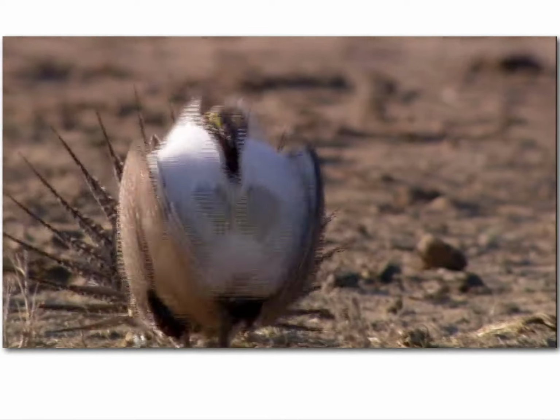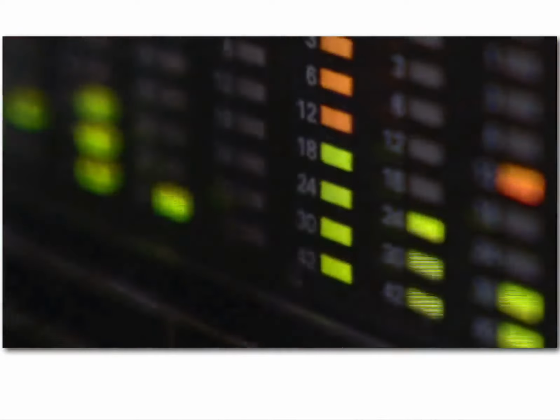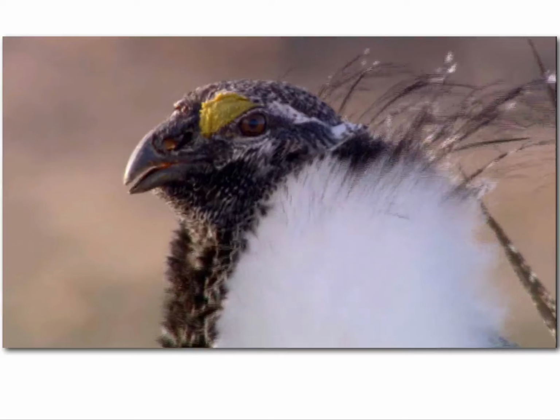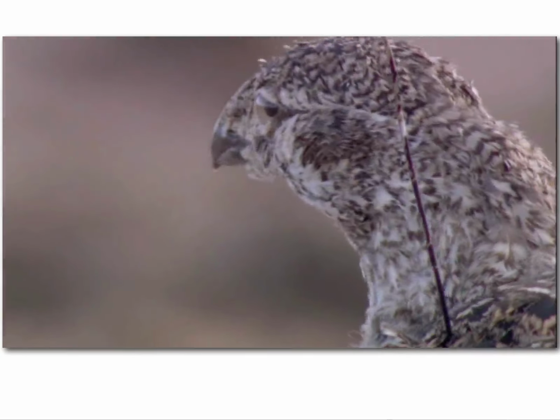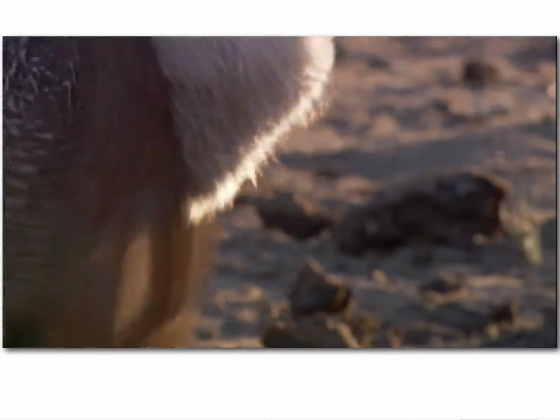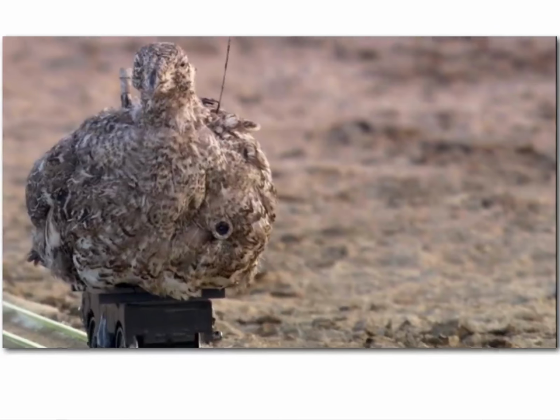As his calls are recorded by the web of microphones, crucial data is being collected about their volume and quality, how he aims his calls toward the fembot, and how he responds to her cues. When she approaches, he increases the rate of his calls, turning on all the arts of sage grouse persuasion.